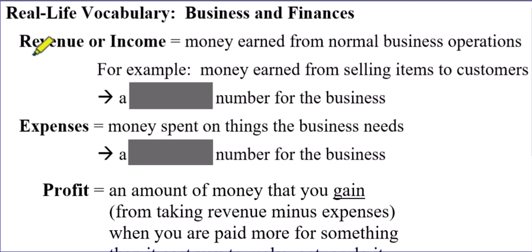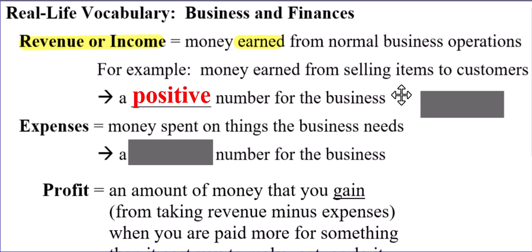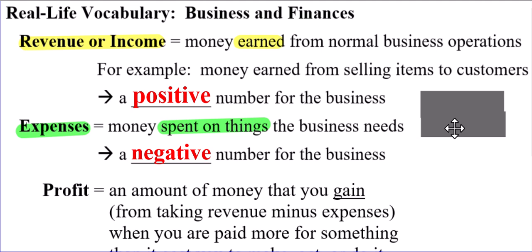These words can actually be interchangeable. They are money earned from normal business operations. For example, money earned from selling items to customers. Money that you earn is a positive for you or for the business. But then there is this thing called expenses. Expenses is money that is spent on things that the business needs to spend money on, whether it's electricity or leasing out the office building or the internet bill or whatever the case may be. Expenses take the money away from the business, so that would be a negative number for the business.